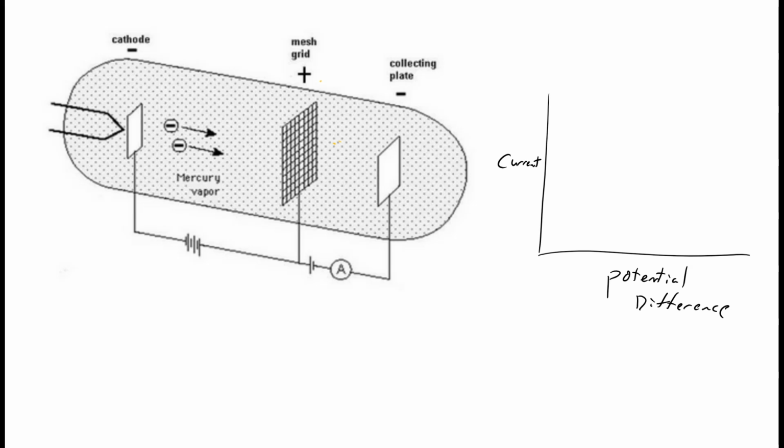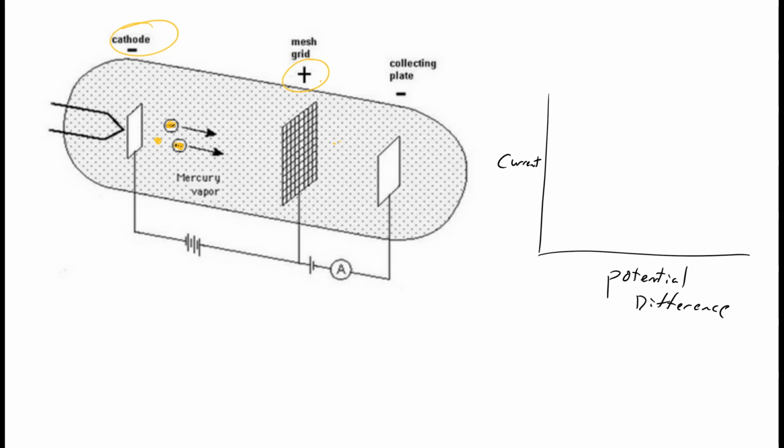So let's take a look at this experiment and see what we can read from it. What happens is they have a cathode, and what this cathode does is heat up, and when it's heated up, it's producing a whole bunch of electrons. Now remember, electrons are going to want to attract towards this positive plate.